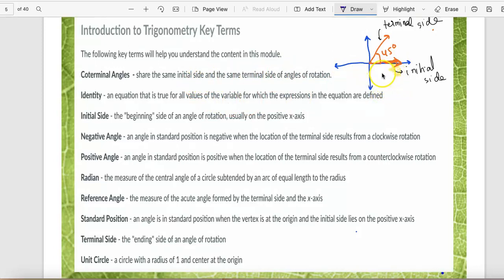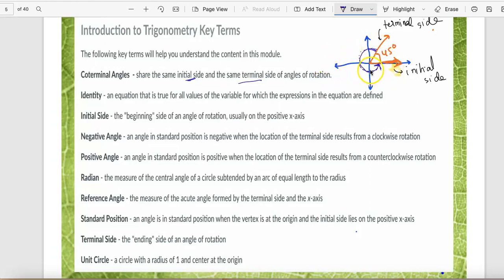So if I have to find another coterminal angle for this, it says share the same initial side, so I have to draw an angle which should end up over here, at the same terminal side. So this is my terminal side. If I draw an angle over here, here you go. The angle which I have drawn is my angle of rotation, from here until over here, and this angle will be known as my coterminal angle for this.